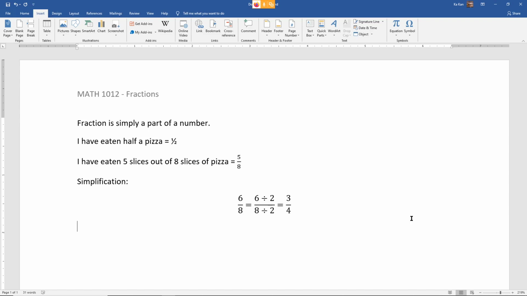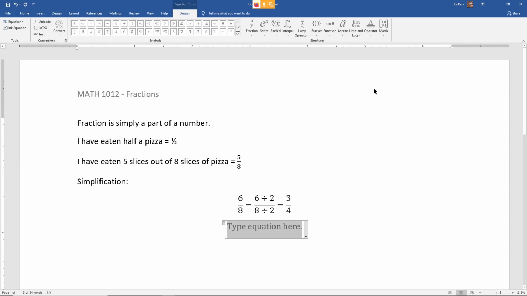Now, let me go to the next one. Let's look at another example. This time, let's make it a little bit bigger. So this time, let's do 45 over, let's just say, 75. How about that? Big numbers. Now, this one is a bit tricky because of the big numbers, and there are multiple ways. It can be divided by 5. It can also be divided by 3.